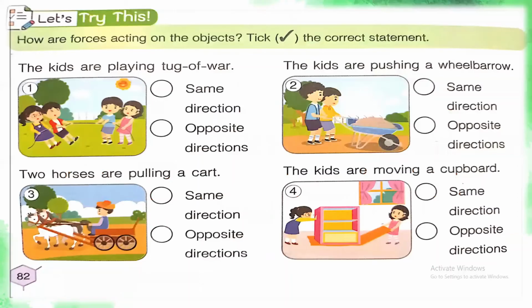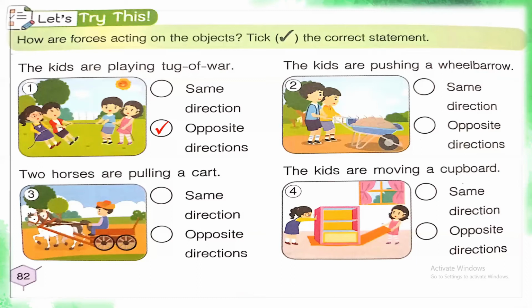Now for your activity, I want you to open your book to page 82. If you're ready, let's start. How are forces acting on the objects? Take the correct statement. For number 1, the kids are playing tug of war. The kids are pulling the rope to the left and right. So, what is the direction of the forces that they have exerted? Is it in the same direction or opposite directions? That's right, it's opposite directions.